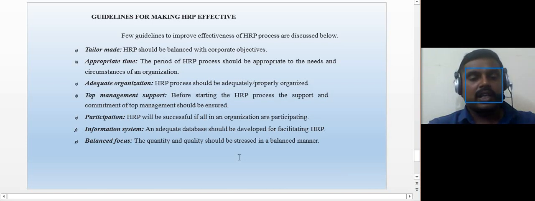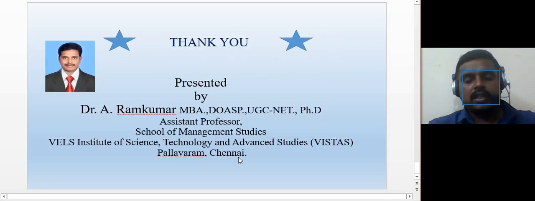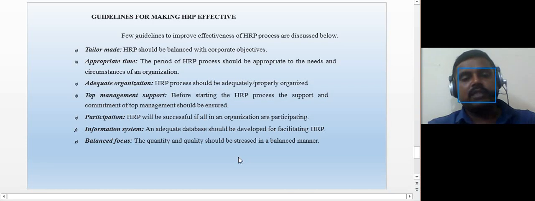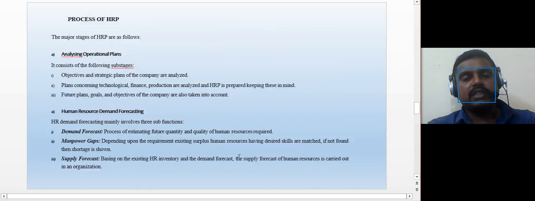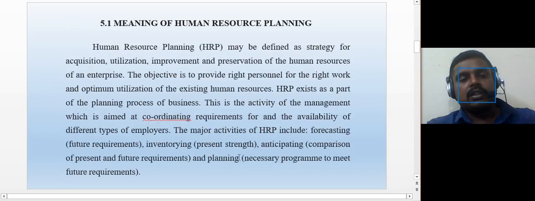Information system: an adequate database should be developed for facilitating human resource planning. And balanced focus: quantity and quality should be stressed in a balanced manner. Right? So these are all the guidelines for making HRP effective.